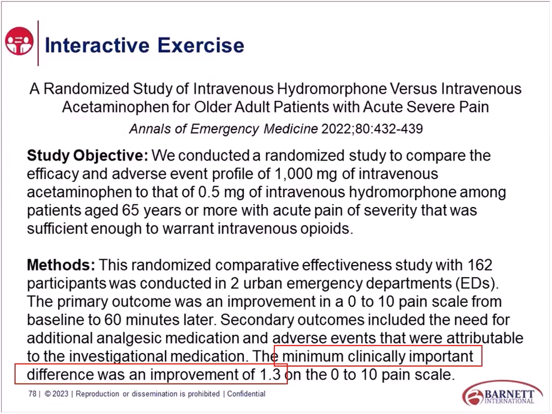an improvement of 1.3. So that's a number you need to remember when we look at the other slides further on. A difference of 1.3 was considered to be clinically important. It may be significant or not, we'll find out very shortly, but they would say an improvement of 1.3 on a pain scale would be important. So again, two groups: 100 milligrams intravenous acetaminophen, 0.5 milligrams intravenous hydromorphone. 60 minutes later, they looked at the pain scale, where 1.3 is a clinically important difference.